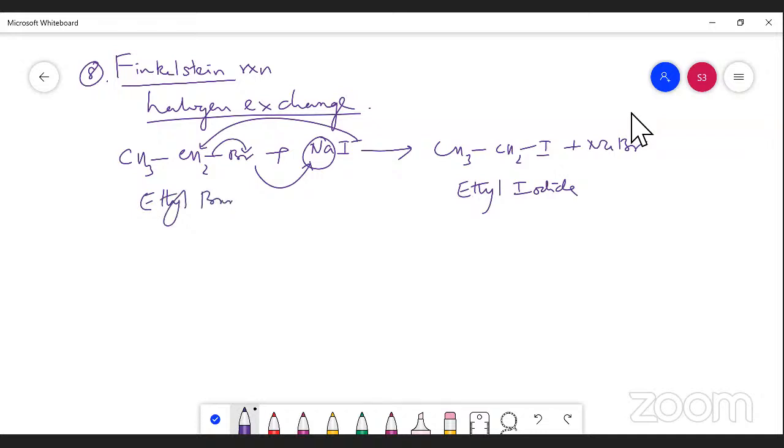Ethyl bromide. That's all. Next is the ninth method which we are going to see.